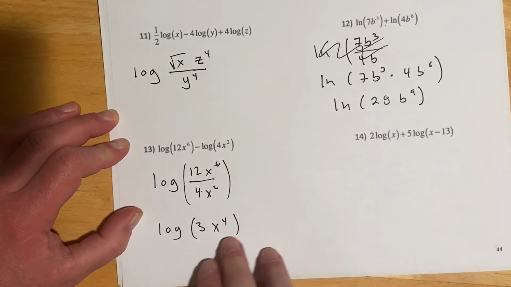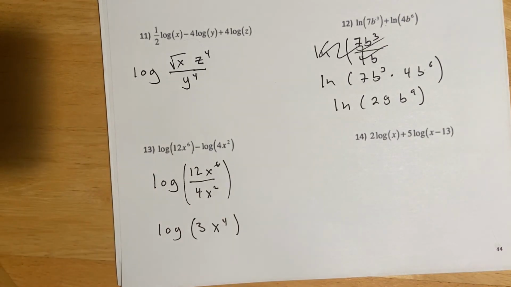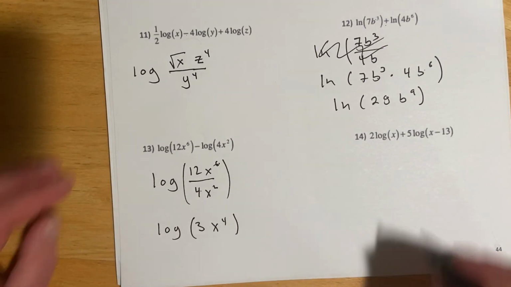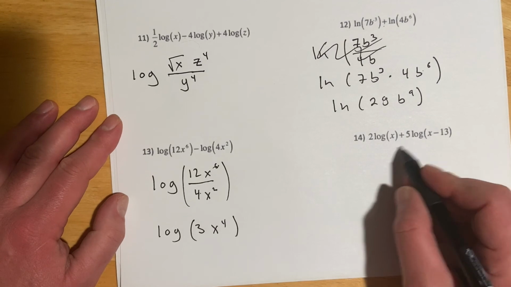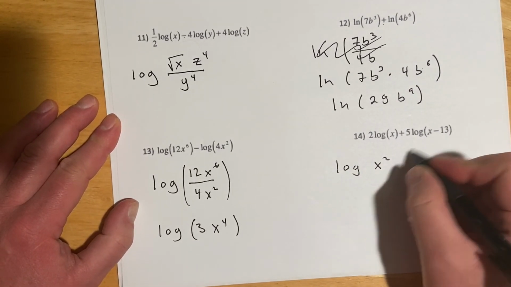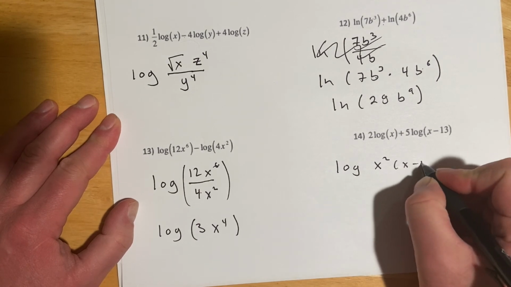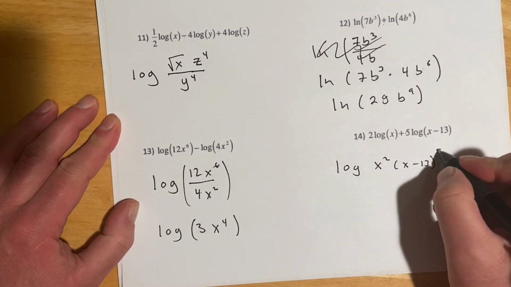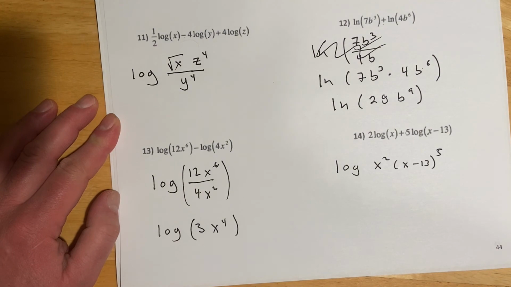And then remember, our goal here is to write as a single log, so we don't want to go expanding that again. That's as far as we want to take it. And this one, let's see, so log x squared. And then this is just the binomials all, and then raised to the 5th would be it.